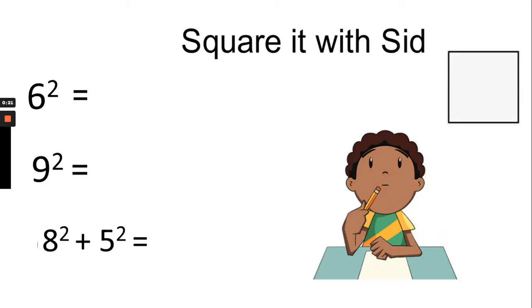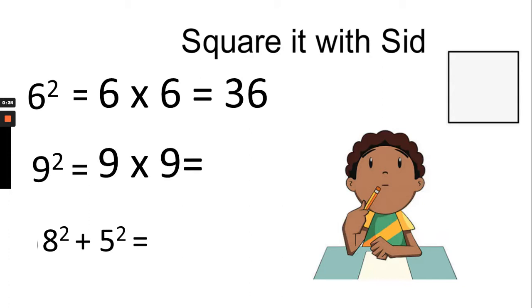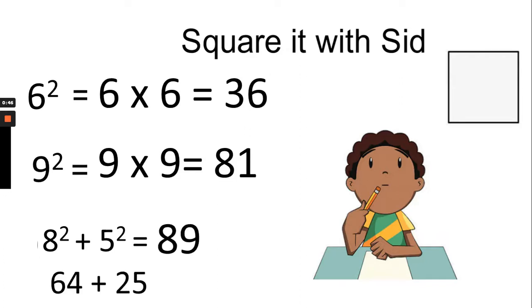Okay, let's see how you got on. We've got 6 squared. 6 squared means 6 times 6, 36. 6 squared is equal to 36. 9 squared is equal to 9 times 9. 9 squared is 81. With this last one, we've got 2 steps, 8 squared plus 5 squared. 64 plus 25 gives you a total of 89. Great job, Year 6.